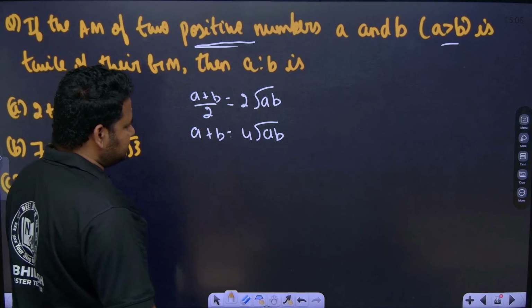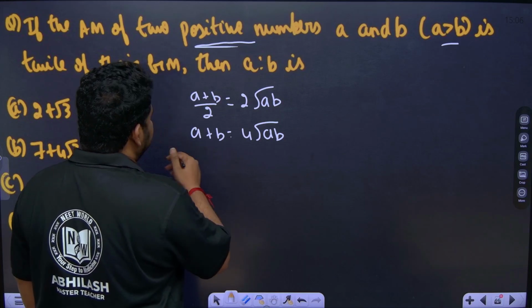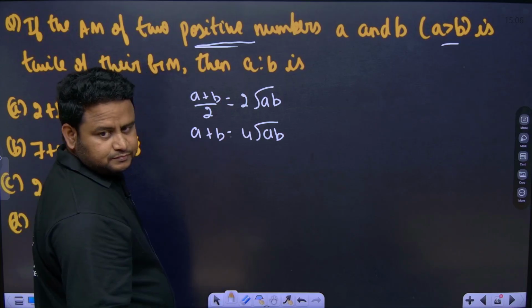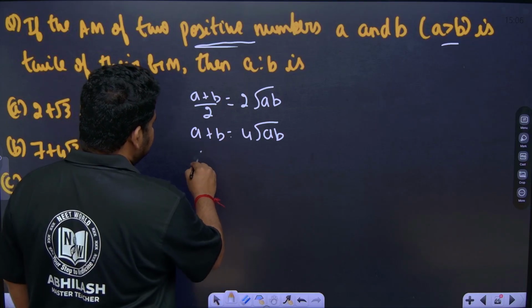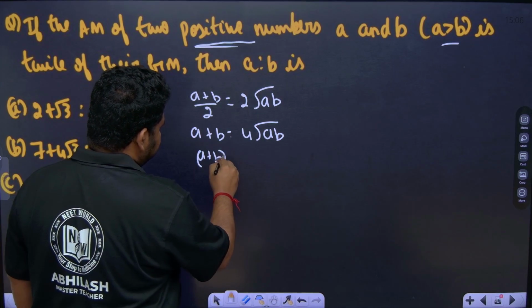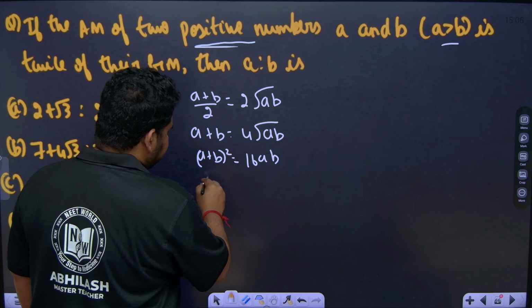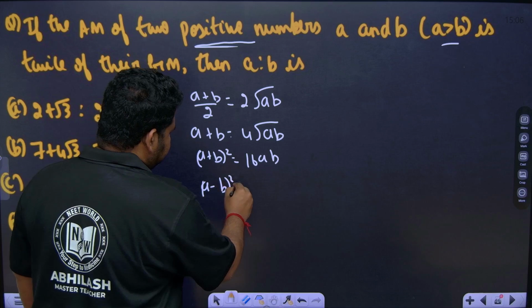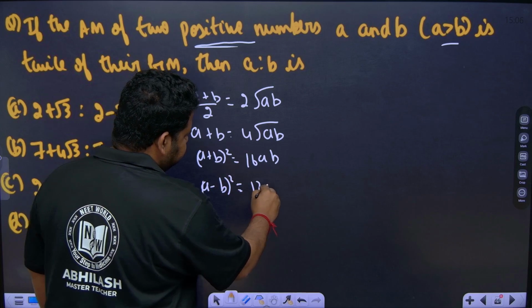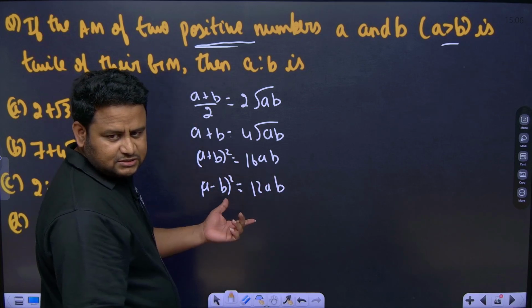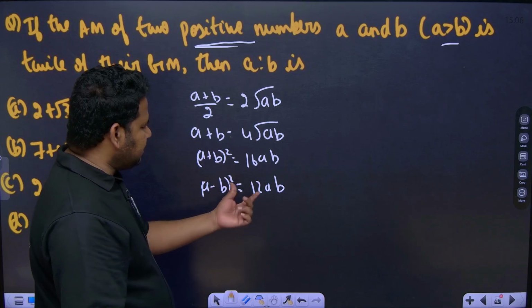Let us try this. So first what I can do? First I will square on both sides. If I square on both sides, what will I get? (a minus b) whole square. Directly I can write it is 12 ab. Why? It is (a plus b) whole square minus 4 ab. It is 12 ab. Correct?